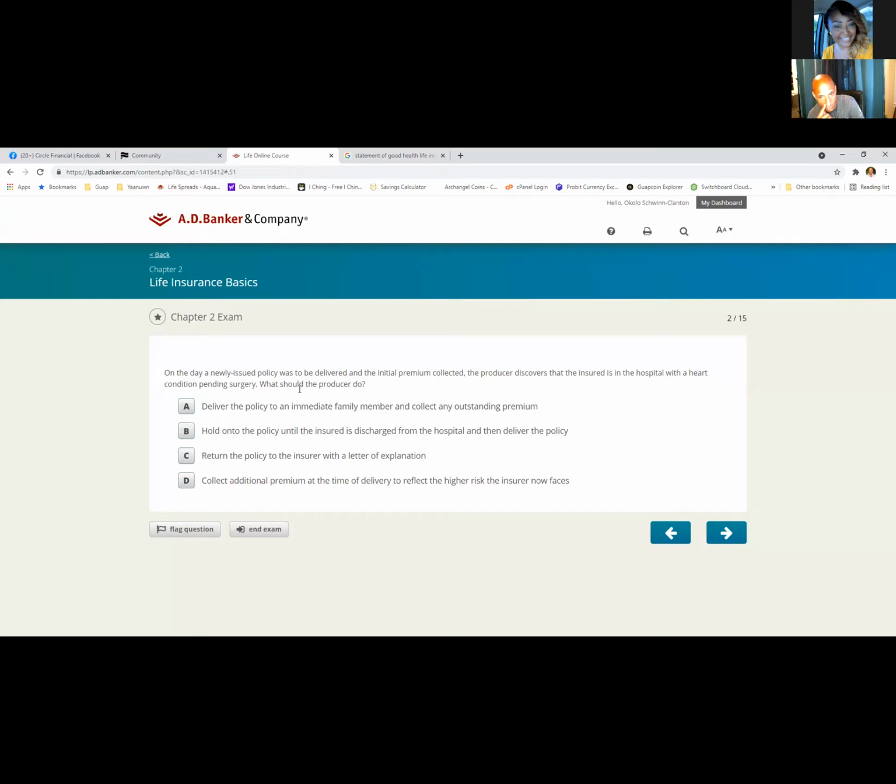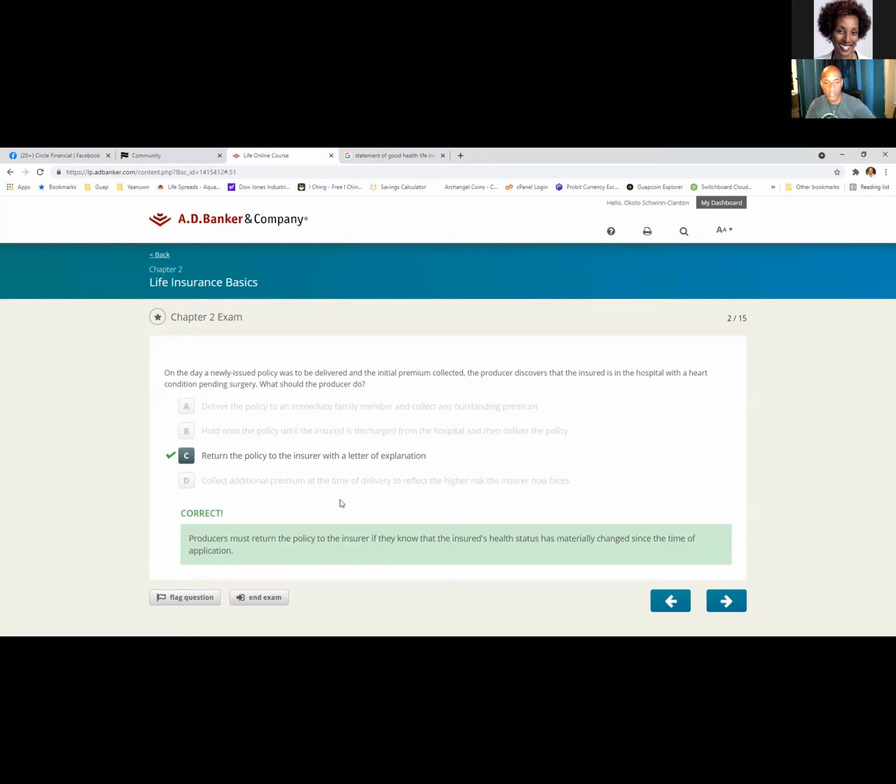So there's no conditional receipt. Deliver the policy to an immediate family member and collect any outstanding premium. Hold on to the policy until the insured is discharged from the hospital and then deliver the policy. Return the policy to the insurer with a letter of explanation. Collect additional premium at the time of delivery to reflect the higher risk the insurer now faces. What do you think the answer is? C. C? Is that what you said? Yeah.